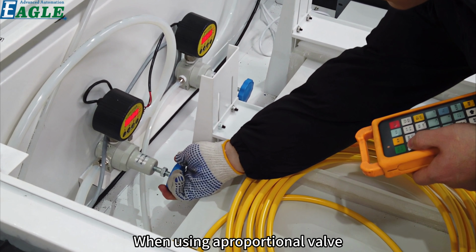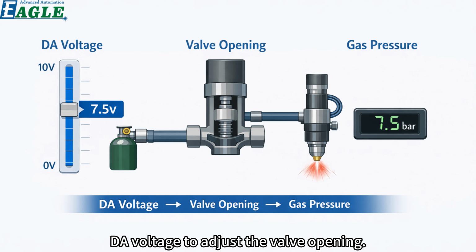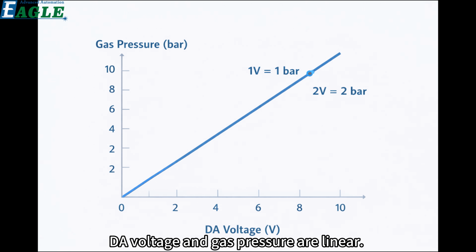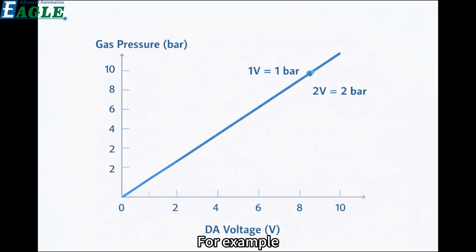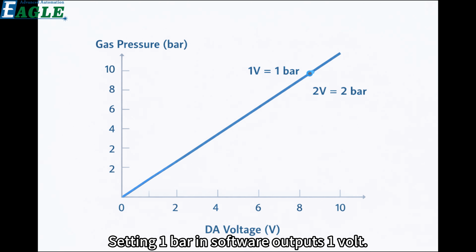Using a proportional valve to control gas pressure, the cutting system sends a matching DA voltage to adjust the valve opening. Ideally, DA voltage and gas pressure are linear. For example, with a 0 to 10 volts range and 10 bar max oxygen pressure, 1 volt equals 1 bar. Setting 1 bar in software outputs 1 volt.